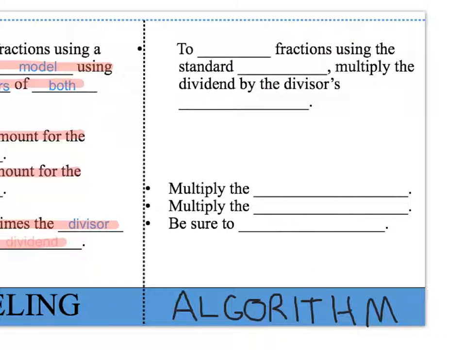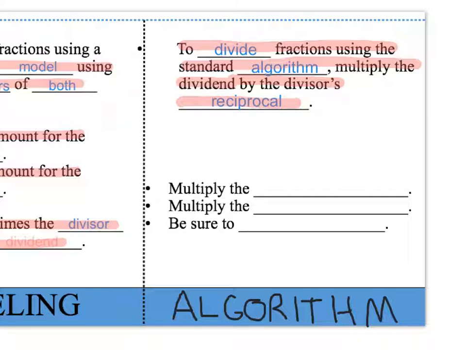Now let's talk about the standard algorithm. So for the algorithm, to divide fractions using the standard algorithm, multiply the dividend, that is the first number, by the divisor's reciprocal. So for example, if I have a problem like 1 half divided by 3/4, I want to rewrite this problem to look like this.